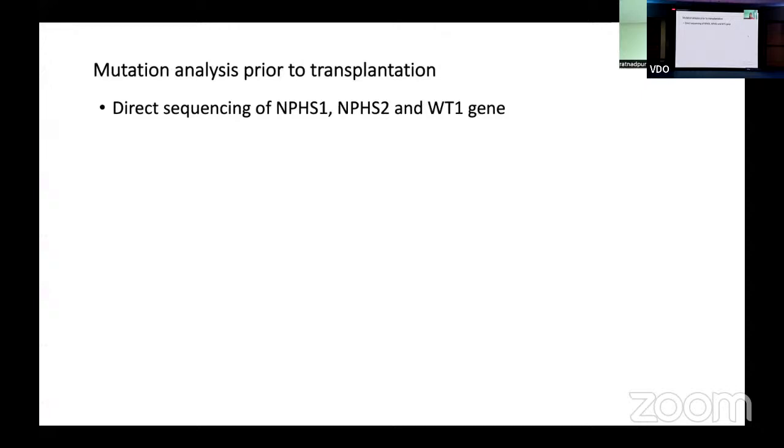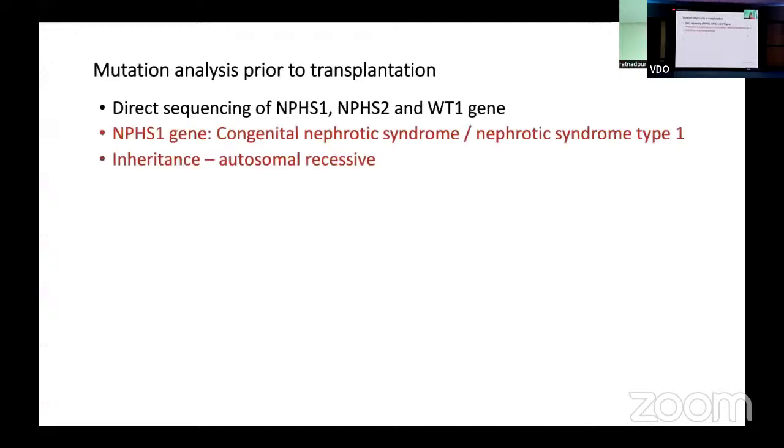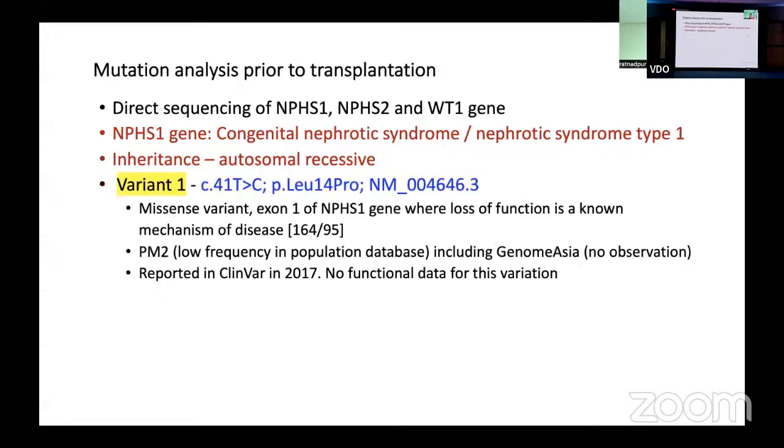Now, for this patient, they did direct Sanger sequencing, which is testing the gene nucleotide by nucleotide, one at a time. NPHS1, NPHS2, and the WT1 genes, which are the common genes that are associated with congenital nephrotic syndrome or steroid-resistant nephrotic syndrome. Now, we know that this is an autosomal recessive disorder, and 2 variants were identified in the NPHS1 gene. So this was at the cDNA. This was a change of the nucleotide T to C, which causes a change at the protein level of the amino acid.